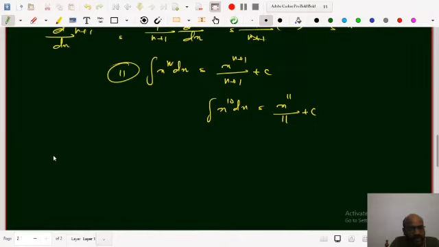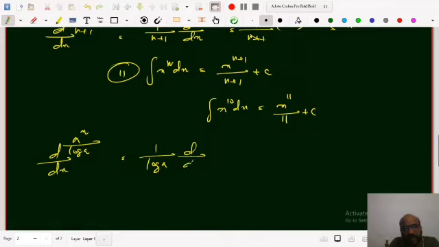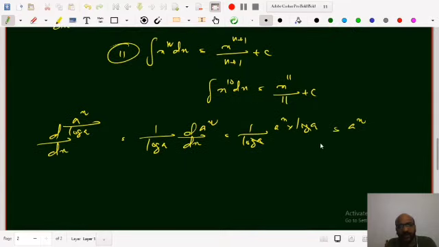Now the 12th one, just find d by dx of a raised to x by log a. Here 1 by log a is a constant, so that term we can take outside: 1 by log a into d by dx of a raised to x. What is the derivative of a raised to x? That is a raised to x into log a. So you can cancel log a and we will get a raised to x as the answer. D by dx of a raised to x by log a equals a raised to x.